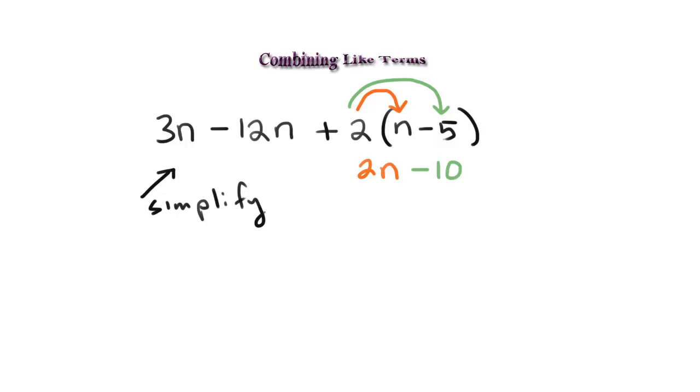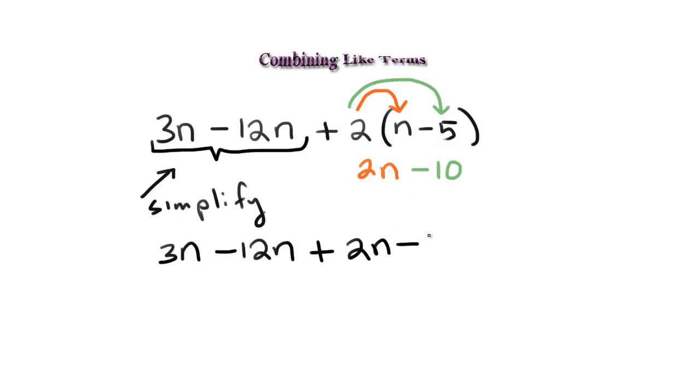Right? And now all we have to do is bring down these two terms here, right? So now we'll end up with 3n, that's this 3n, minus the 12n plus the 2n, right? Minus the 10. Okay, so now we can look at the new expression, right? It's the same value as the first expression, but we simplified using the distributive property.